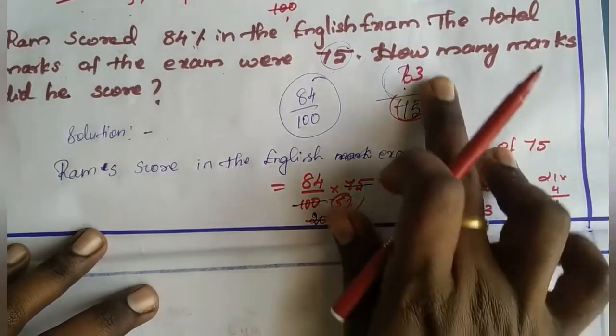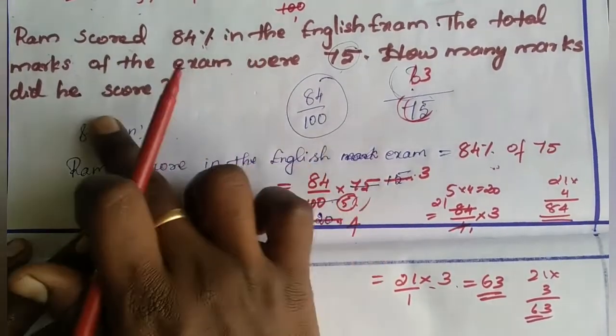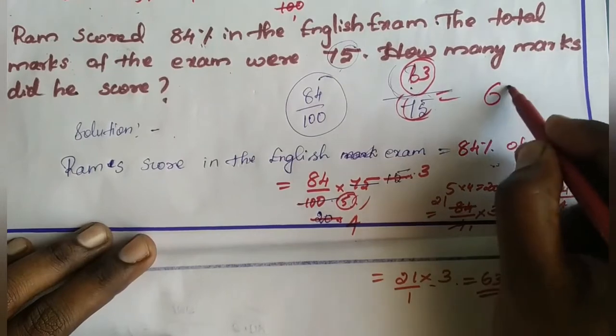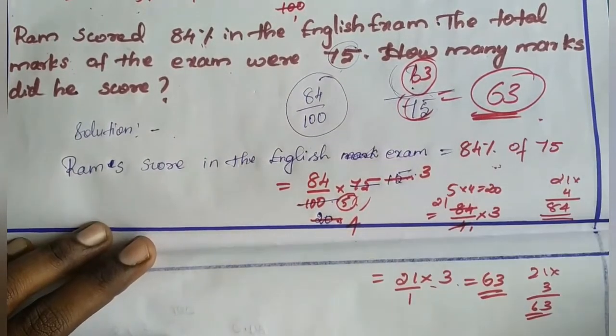Okay, so how many marks did he score? He scored how many marks? 63 marks. 63 is the answer. Is it clear?